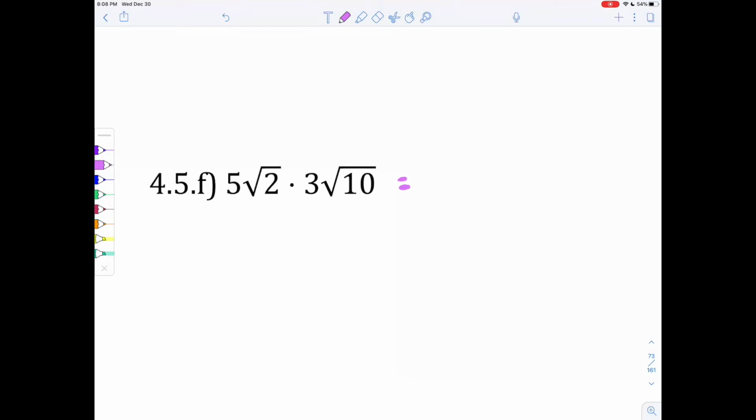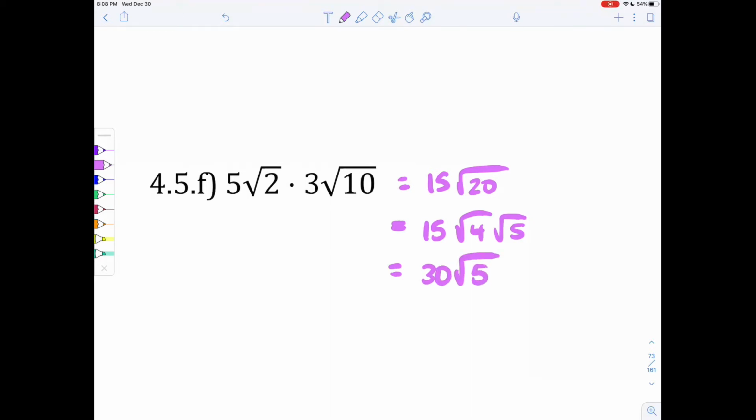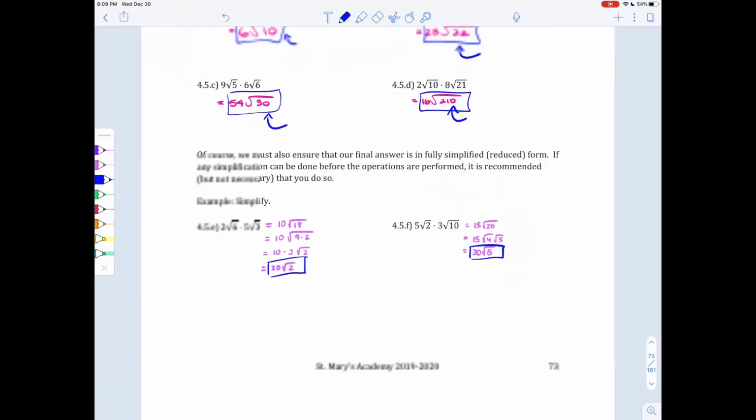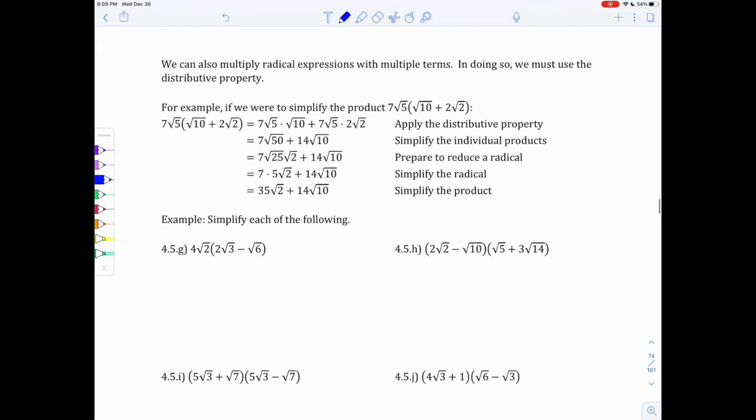We're back! 5 times 3 is 15. Root 2 times root 10 is root 20. Root 20 is not fully simplified. It can be expressed as root 4 times root 5. And of course, root 4 is 2. So 2 times 15 gives me 30. And I have 30 root 5. And root 5 cannot be simplified because it has no factors that are perfect squares. So I'm going to quadrilateral that as well.